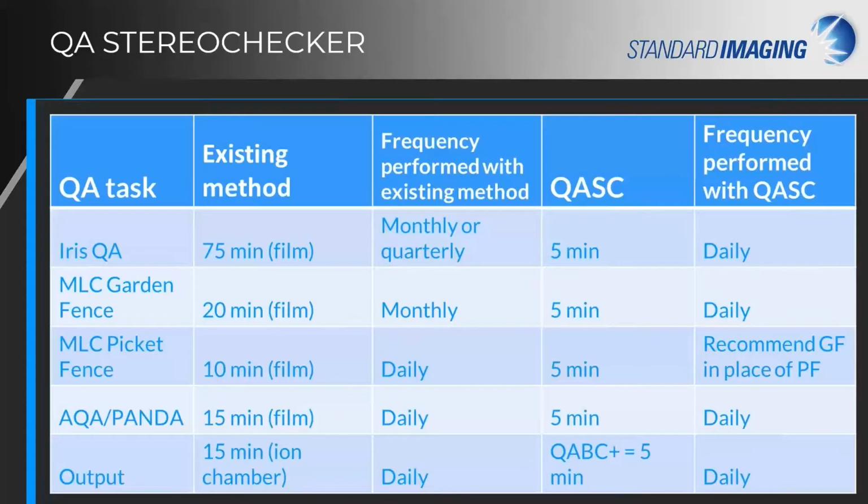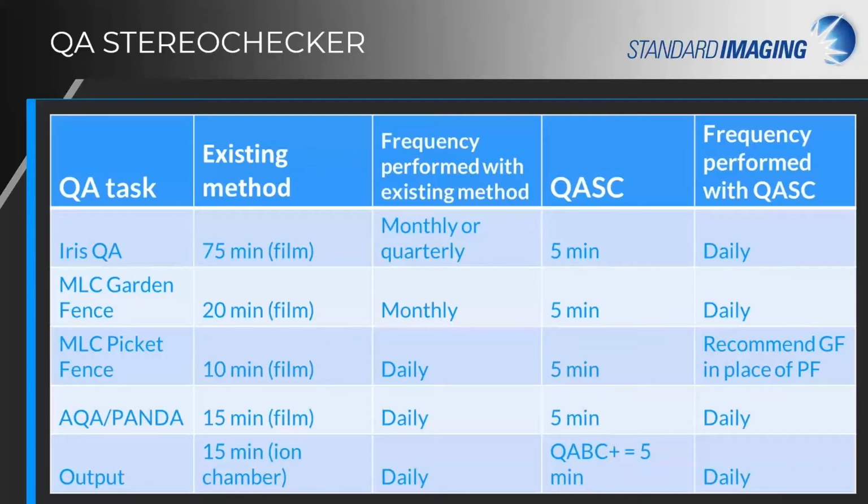Since performing QA with film can be an arduous and expensive task, not every possible QA test is done on a daily basis. But honestly, confidence in stereotactic treatments gained through rigorous QA is very important, and if there is a way to perform more QA tests more frequently in less time, then physicists deserve that opportunity, which is provided by QA StereoChecker. Take the MLC picket fence test, for example.